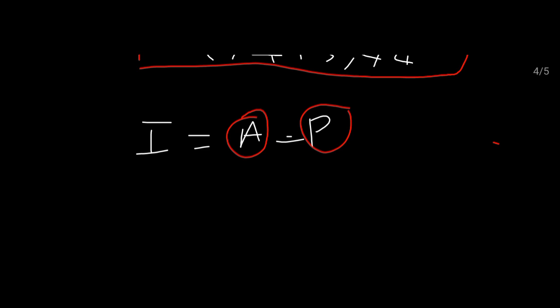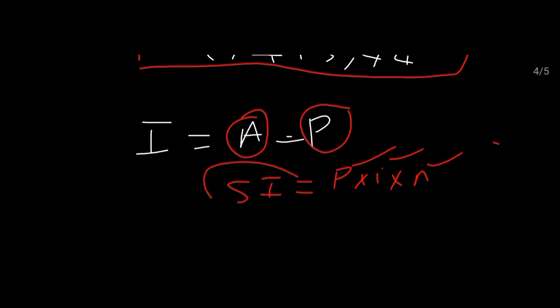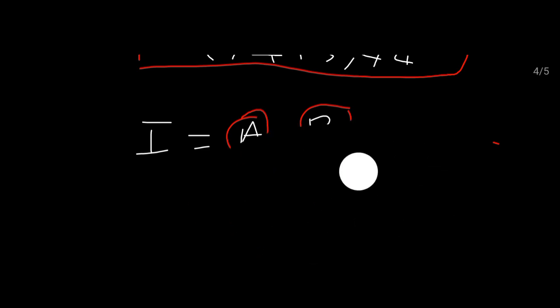But if on top of the statement they say simple interest, there is no need to do that. You just know that SI is equal to P times I times N, and then they give you P, they give you I and N, and then we calculate your interest amount. So that is how we use this formula.